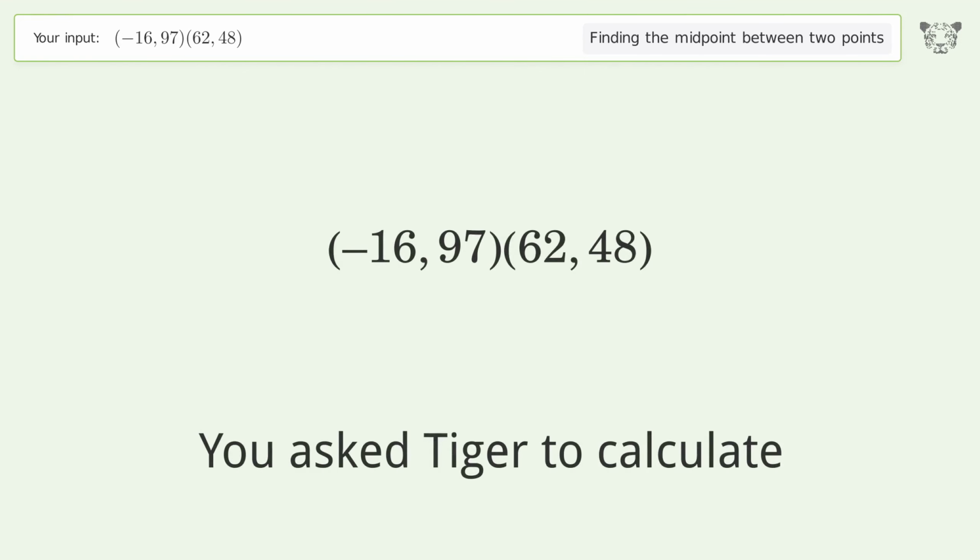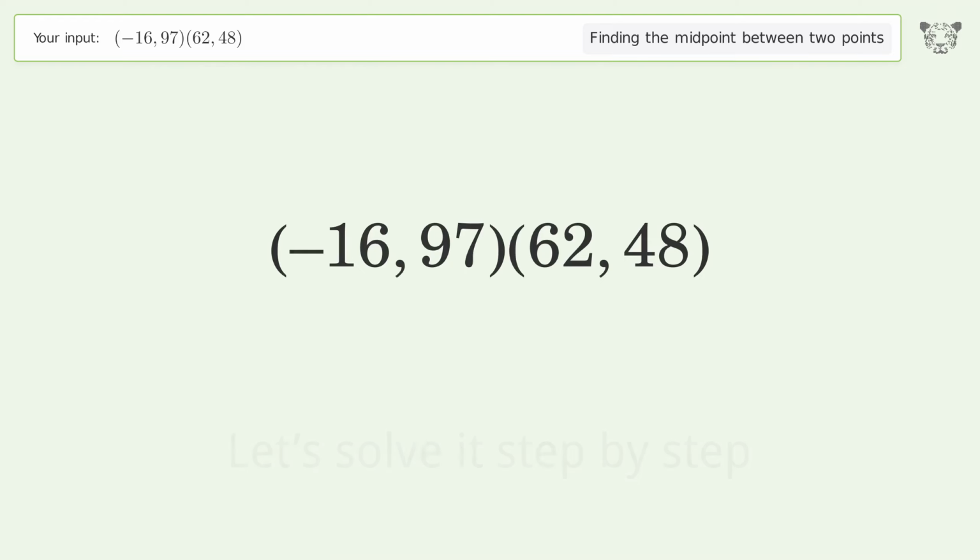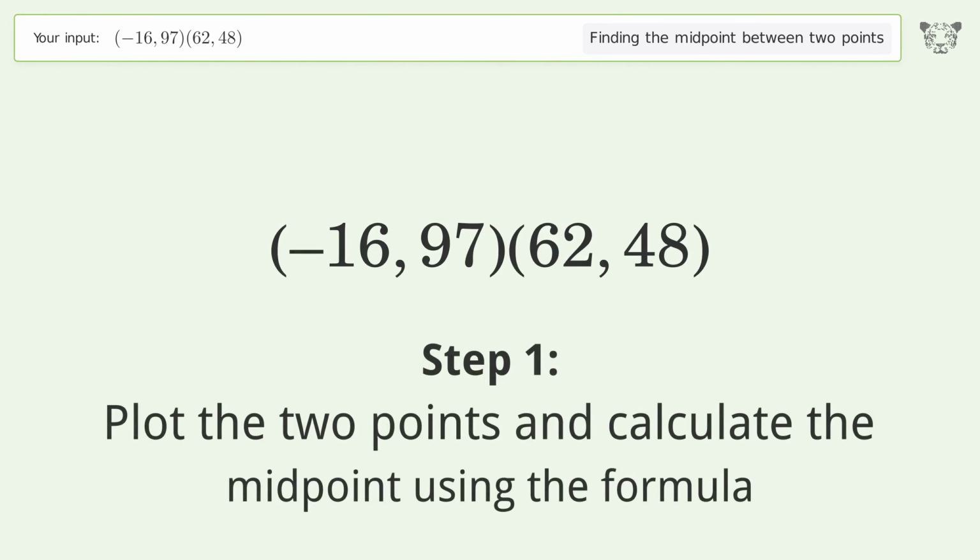You ask Tiger to calculate. This deals with finding the midpoint between 2 points. The midpoint between the 2 points is 23, 72.5. Let's solve it step by step. Plot the 2 points and calculate the midpoint using the formula.